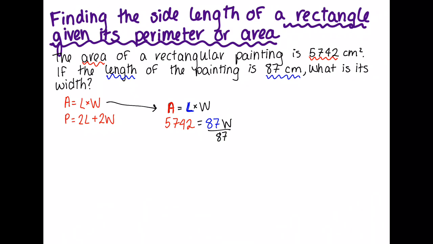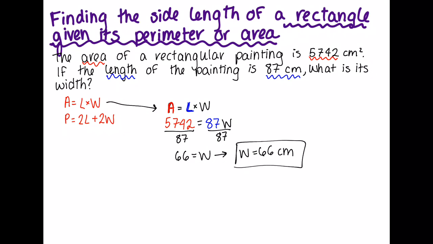It's simple enough. We're just going to divide both sides by 87 here. This is not something I'm going to do in my head. So 5,742 divided by 87. That's going to give me 66 equal to W. Technically, we should put units on this, so technically the width is equal to 66 centimeters, but Alex does put the units in there for you. So that's it. That's all it takes.